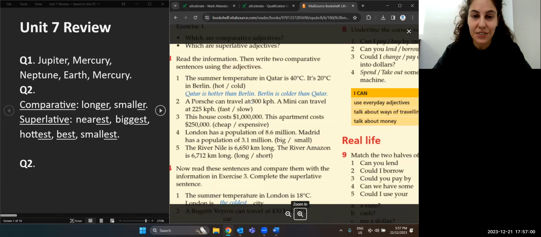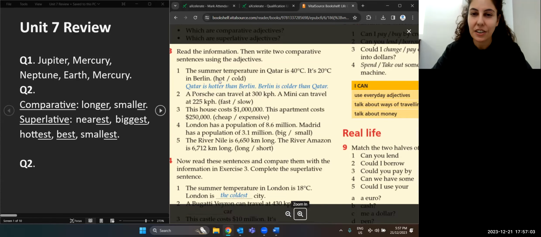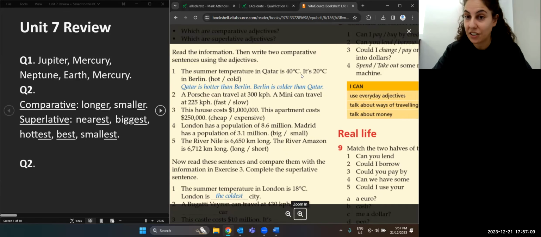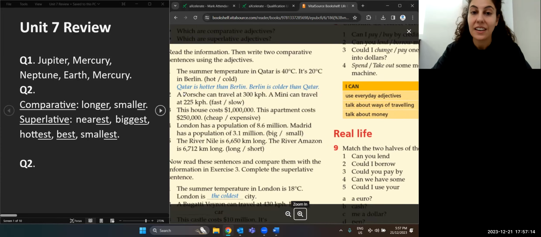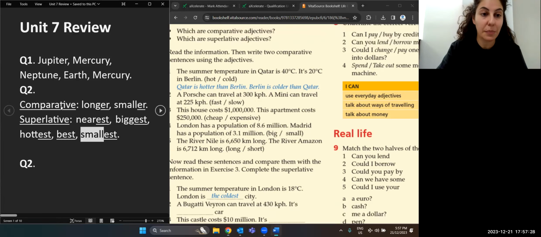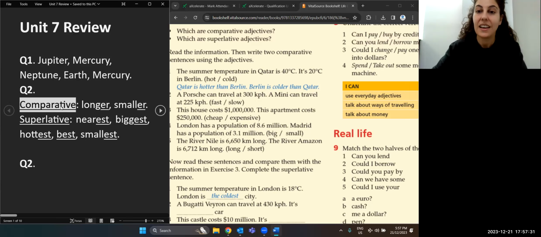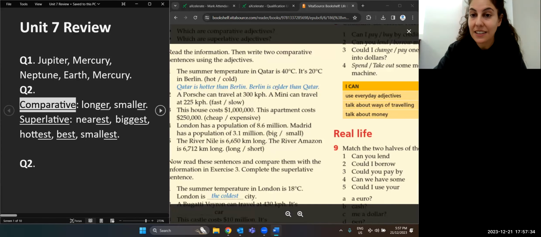Okay, number 3. Let's see if we can make sentences. So the summer temperature in Qatar is 40 degrees. It's 20 degrees in Berlin. So Qatar is hotter than Berlin because I'm comparing 2 places, 2 things, 2 objects, 2 nouns. So Qatar is hotter than Berlin. I must use the comparative because I'm only comparing 2 objects. And then I say Berlin is colder than Qatar. So again, I'm comparing 2 objects, the comparative.